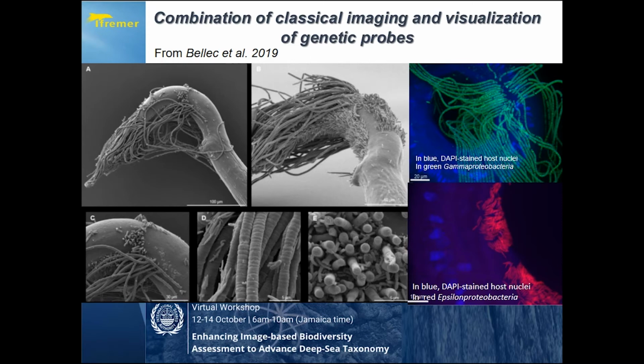Here is an example of a nematode where we discovered symbiotic bacterial communities on the cuticle. On the left you can see some detail of the tail where we observed different bacteria shapes. What we did is use fluorescence in situ hybridization on the right, where you can see in blue the nuclei of nematodes, in green gamma proteobacteria, and in red epsilon proteobacteria. And using AxioZoom, we observed that these nematodes host different bacteria involved in different metabolic processes to better perform in an extreme environment.